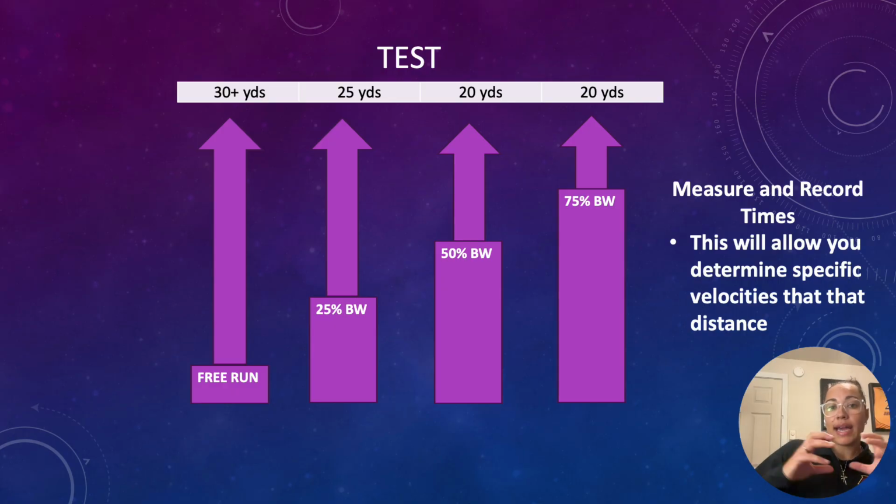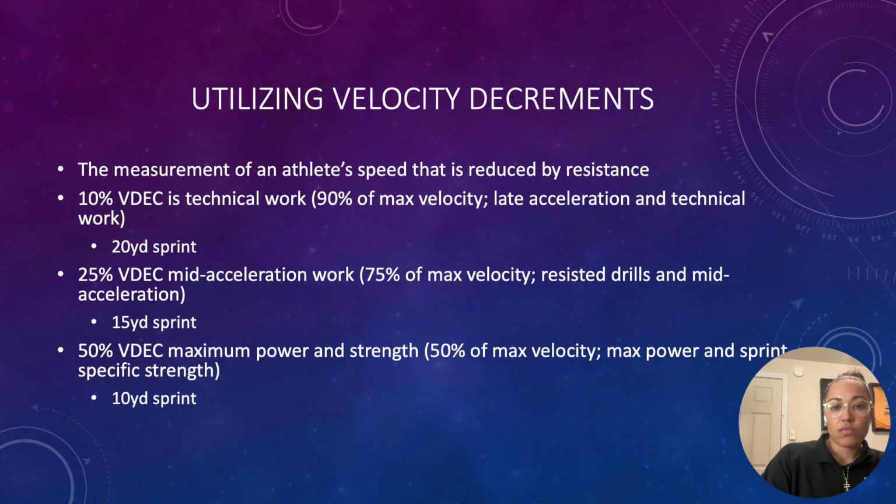Once we get all that data and all our split times and all that fun stuff, this is where we get to be creative, and this is where we start to actually program and implement strategies to make our athletes stronger and faster. So this is where we start talking about utilizing velocity decrements. All this is just understanding how much our speed is reduced by resistance.